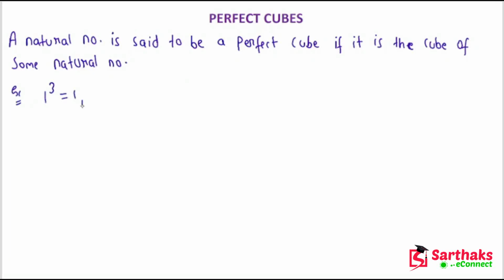1 cube equals to 1, 2 cube equals to 8. These are natural numbers, 1, 2. Similarly, 3 cube equals to 27. Similarly, 4 cube is equals to 64, and so on. Okay, you can go on and on. Similarly, if you find 8 cube, it would be 512. Similarly, you can calculate 9 cube, 10 cube, etc.